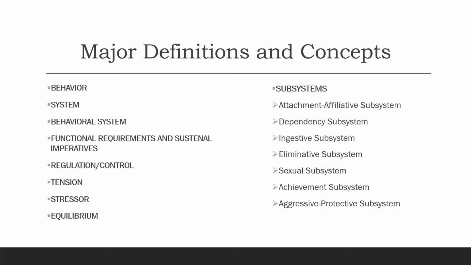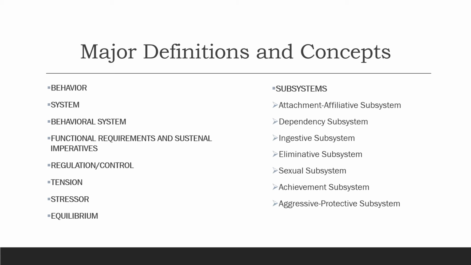Attachment-affiliative subsystem. The attachment-affiliative subsystem is probably the most critical because it forms the basis for all social organization. On a general level, it provides survival and security. Dependency subsystem. The dependency subsystem promotes helping behavior that calls for a nurturing response. Its consequences are approval, attention or recognition, and physical assistance.